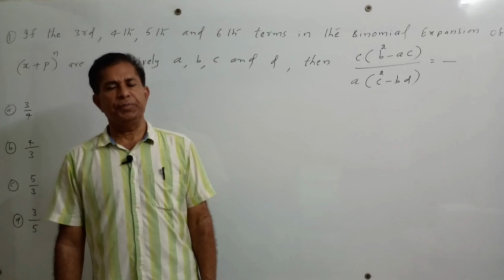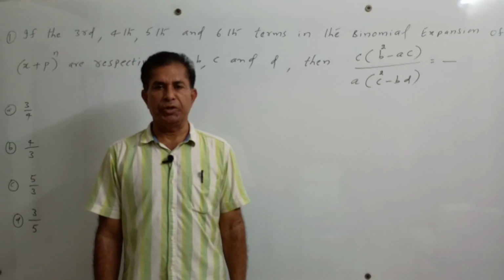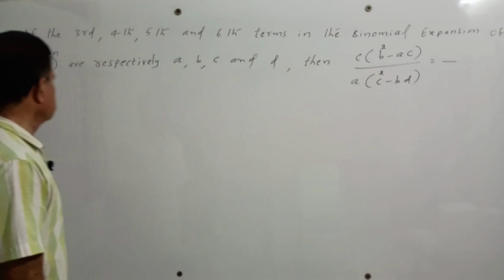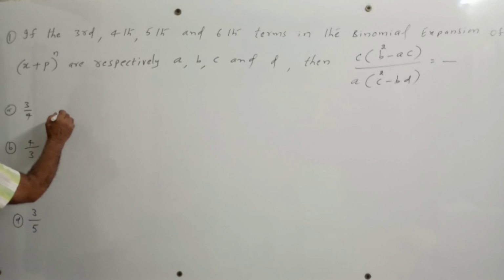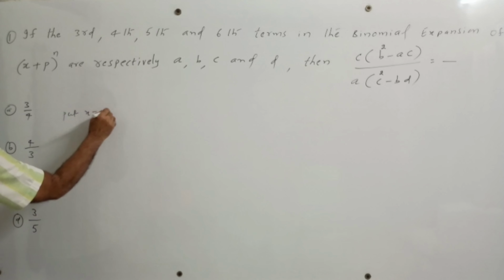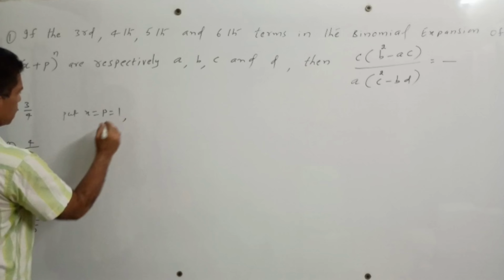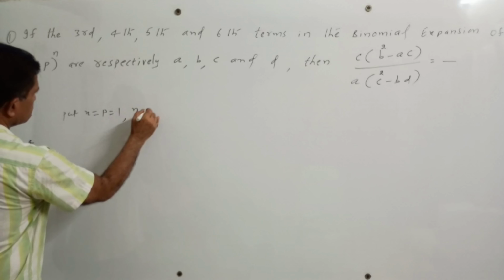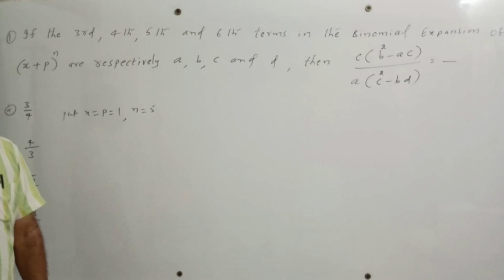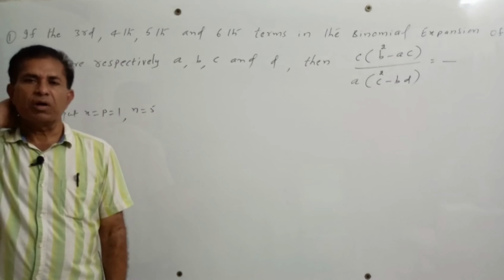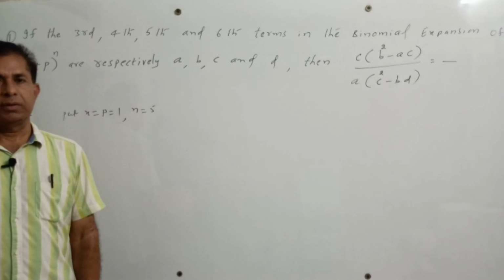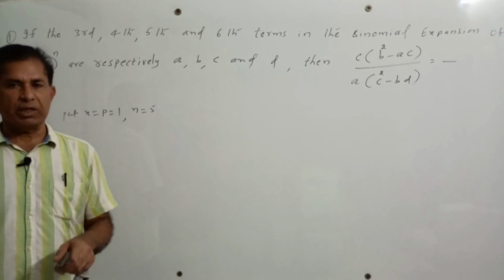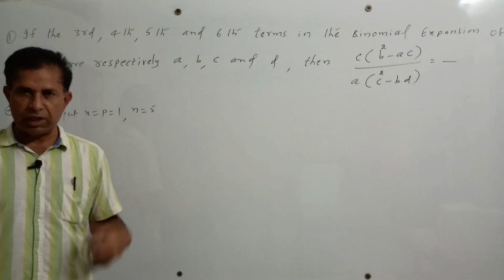The general method is lengthy. I am adopting an alternate method. See the procedure. Let us take some particular values for x and p. I am taking x = p = 1. Next I am taking n = 5, because the number of terms in the binomial expansion must be 6. So the minimum exponent of the binomial expression must be 5. So I took n = 5.